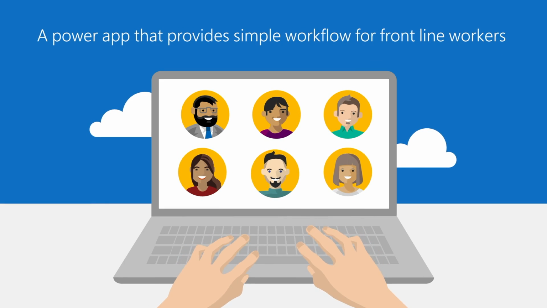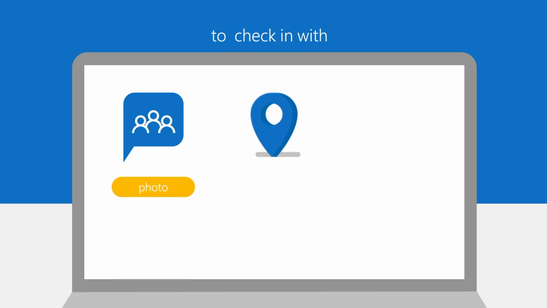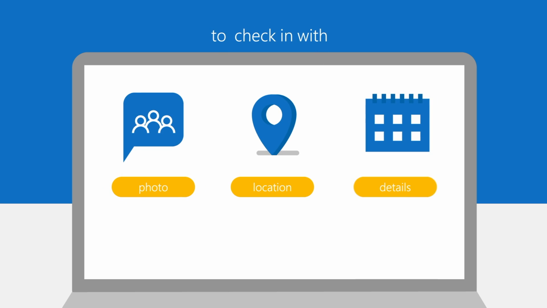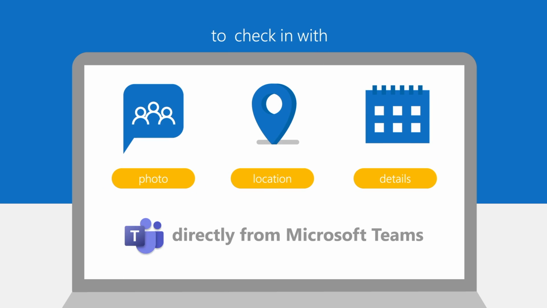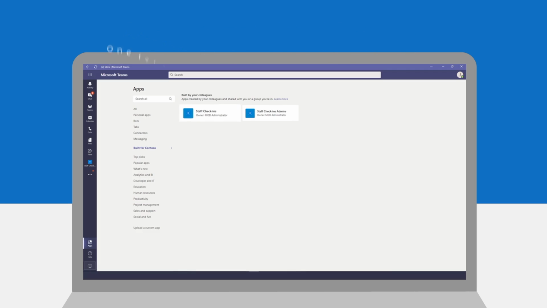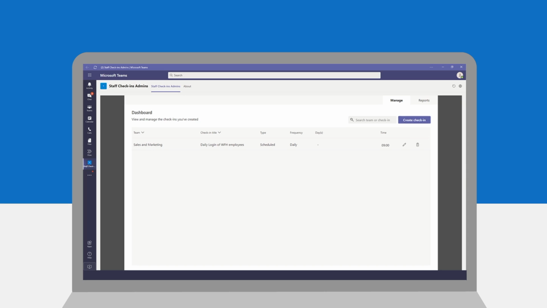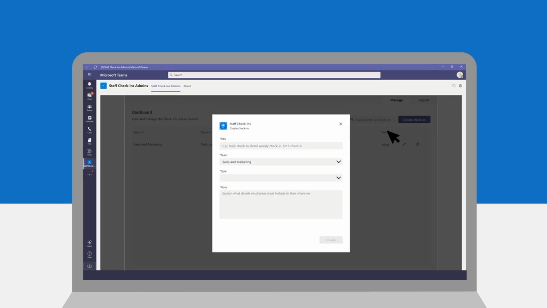And the Staff Check-ins Application Template. A Power App that provides a simple workflow where staff can check in with a photo, location, and other details directly from Microsoft Teams. With the app, managers or supervisors can get task updates or check-ins from employees on a schedule or an ad hoc basis. The staff check-in can include real-time location, photos, and notes.